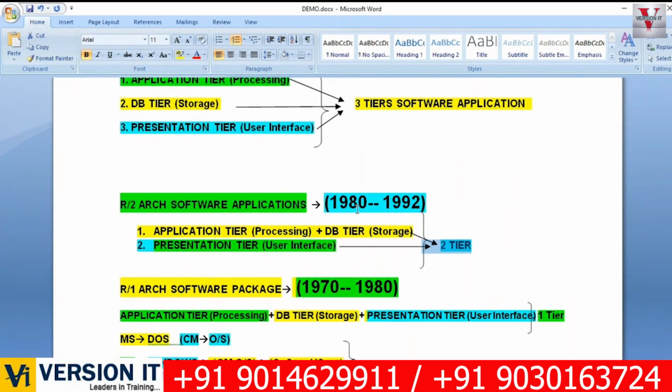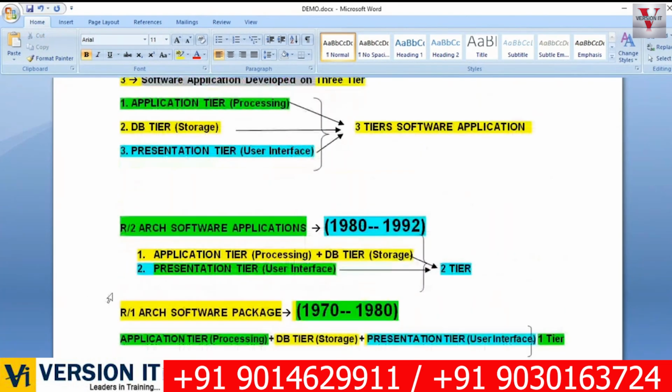Now, before 1980, from 1970 to 1980, we have R1 architecture software applications. And how were those R1 architecture software applications designed? Application tier for processing, database tier for storage, presentation tier for user interface. All are clubbed as one. And this is what is called R1 architecture software.